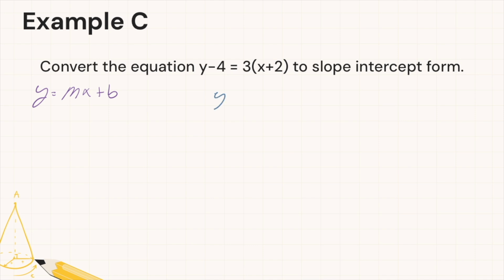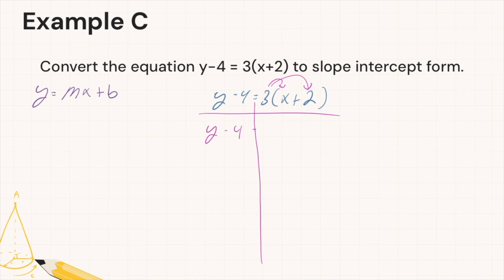So we've got y minus 4 is going to be equal to 3, parentheses, x plus 2. We're trying to get the y by itself so that we end up in y equals mx plus b. So we're going to draw our wall, and the first thing we need to do is distribute. We're going to distribute our 3 to our x and our 3 to our positive 2. y minus 4 is untouched, so that's just going to come on down. 3 times x is 3x, and 3 times 2 is going to be positive 6.